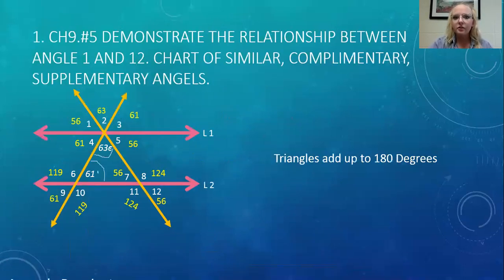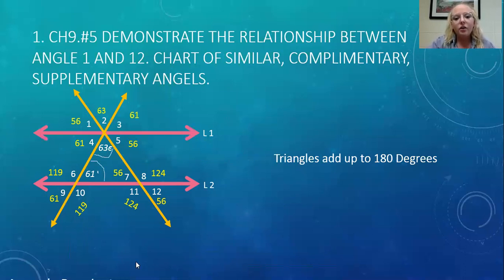Okay, so here's our first question. Chapter 9, number 5, question 1. Demonstrate the relationship between angle 1 and 12 in the chart as similar, complementary and supplementary angles. So what we're going to do is figure out and explain how we got our angles, and then we are going to show you specifically what similar, complementary and supplementary angles are. So we're going to add in vertical angles so you can understand and see those together.